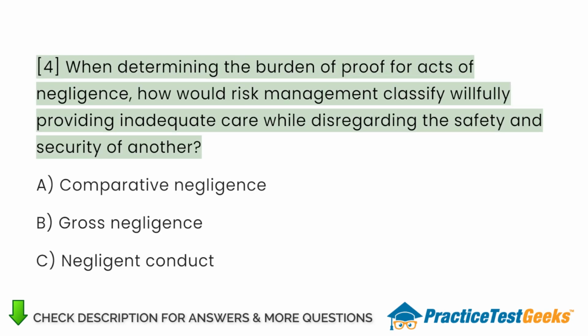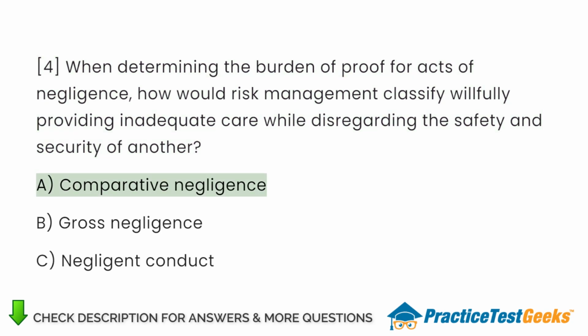When determining the burden of proof for acts of negligence, how would risk management classify willfully providing inadequate care while disregarding the safety and security of another? A. Comparative negligence. B. Gross negligence. C. Negligent conduct.